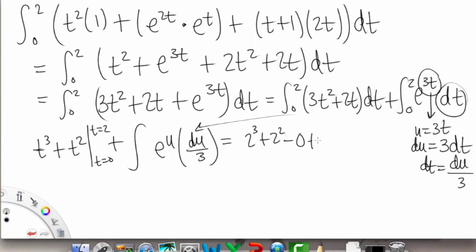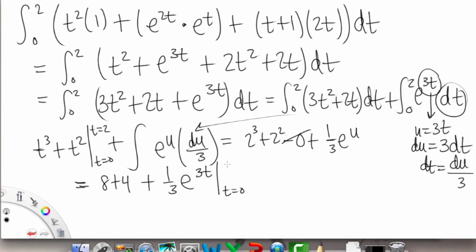And then plus, here we have a 1 over 3 e to the u when we integrate. And then on the next step, I'll simplify and replace the u with the t terms. So we have an 8 plus a 4, and then minus 0, okay? And then plus 1/3 e to the 3t, as t goes from 0 up to 2. Okay? So at this point now we'll just plug the rest in and solve.